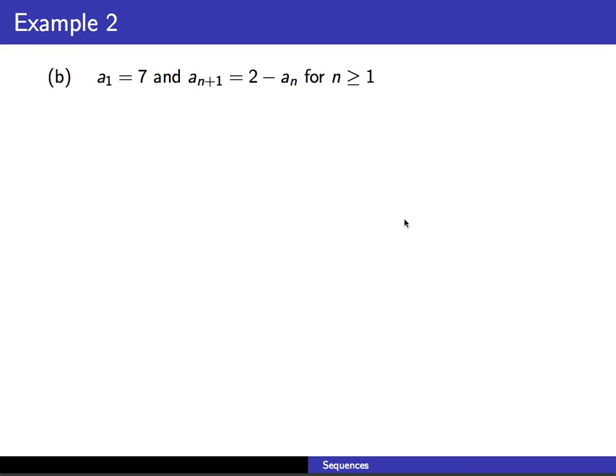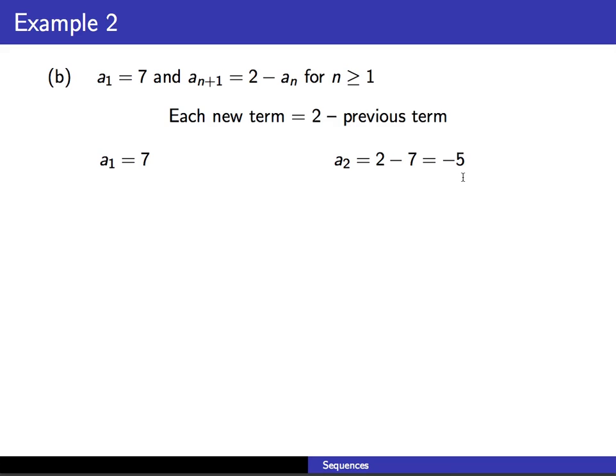All right, we have part B. First term is 7, and then we have each new term. Now we're using a sub n plus 1. Each new term is 2 minus the previous term. So we're starting with 7. The new term is going to be 2 minus 7, which is negative 5. And then the next term is going to be 2 minus the negative 5. So take this, put it right back into the machine. 2 minus negative 5 is 7. And then the next term after that, 2 minus 7 is negative 5. So as you can see, we're just alternating between 7 and negative 5 each time.